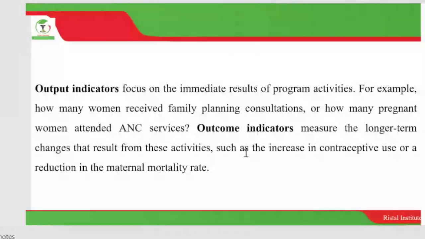So in your program, if you're looking at, for example, an increase in contraceptive use or reduction in the maternal mortality rate, before you look at the reduction in maternal mortality rate, probably there is an immediate outcome that you would want to look at. So you will just define that particular immediate outcome according to your program design, or what you intend to achieve within that short time there.